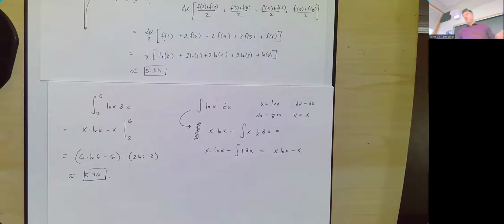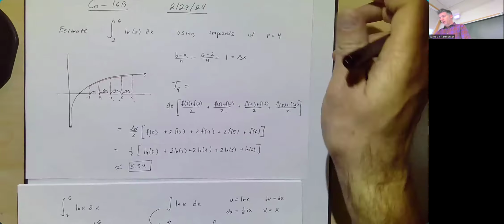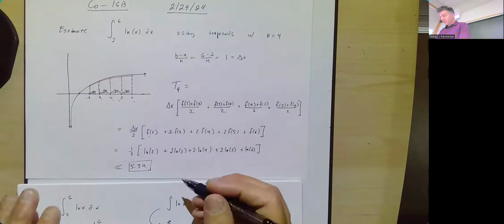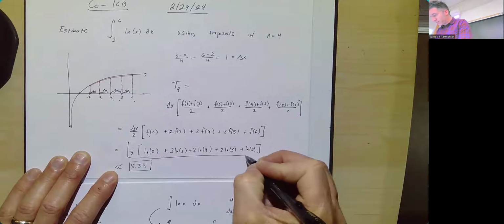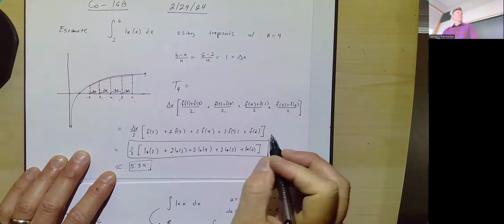So if this question was asked, where it said, estimate this integral using n equals 4 trapezoids, this would be my final answer.